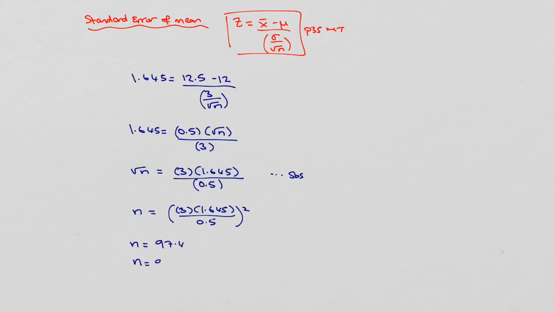97.4. And of course, we take the closest value because n is always going to be a sample size. So n is an element of the natural numbers. So that's something that's going to be important to remember. Okay.